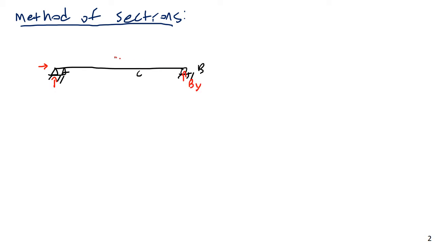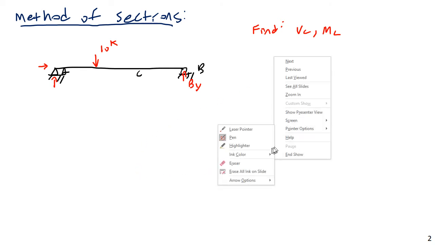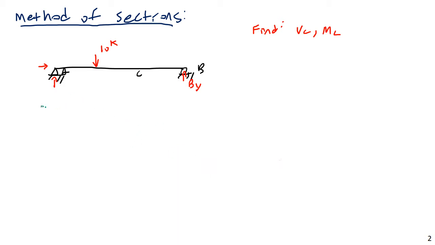And then let us say that there is a 10 kip force between A and C. And we want to find VC and MC, the shear at C and the moment at C. And then we would also need the dimensions here. And let's say this is 4 feet, 3 feet, and 5 feet.